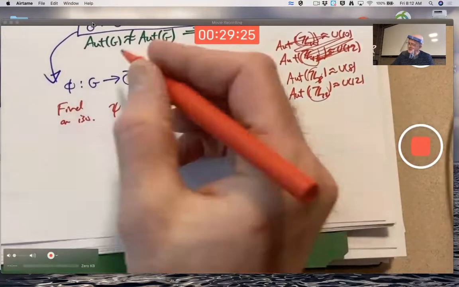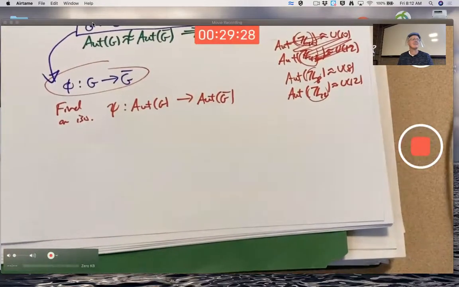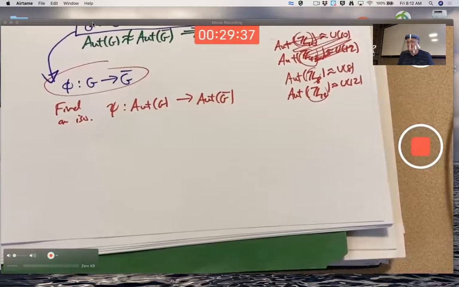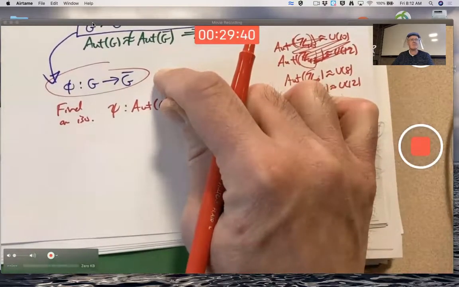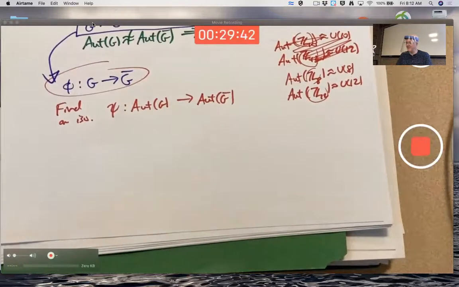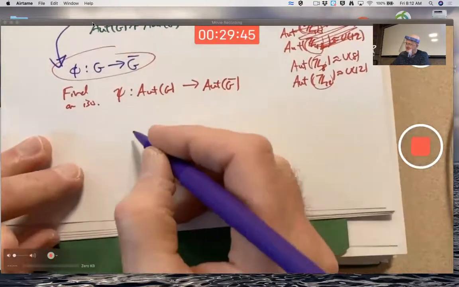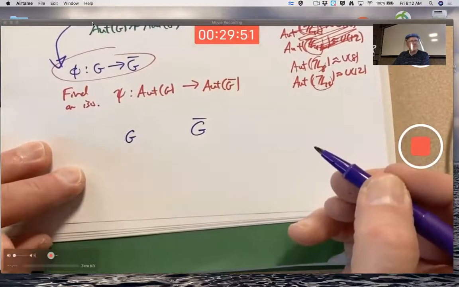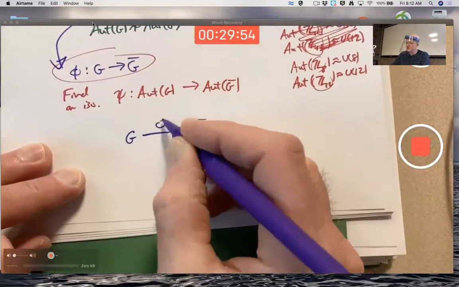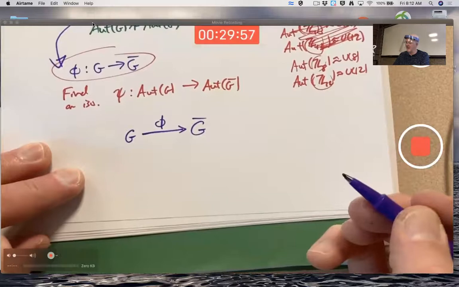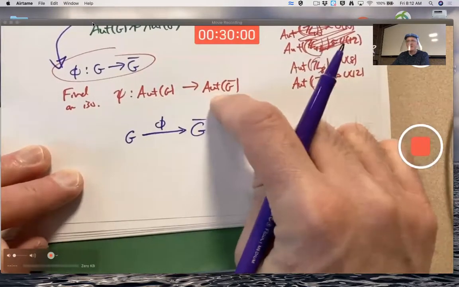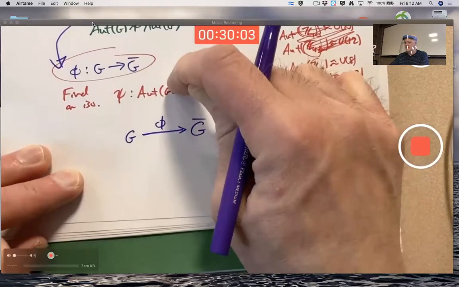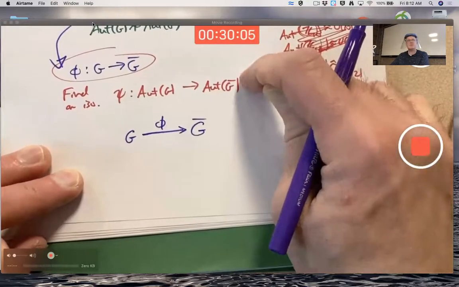We got to use this function somehow, right? That's one thing that's like the only thing we can do. It's not the complete picture, but somehow we got to use that function. Might be helpful to draw a diagram like this. I'm going to draw G here and G bar here. Phi goes from G to G bar. I want to think about even coming up with such a function. I have to be given an automorphism of G and map it to an automorphism of G bar.